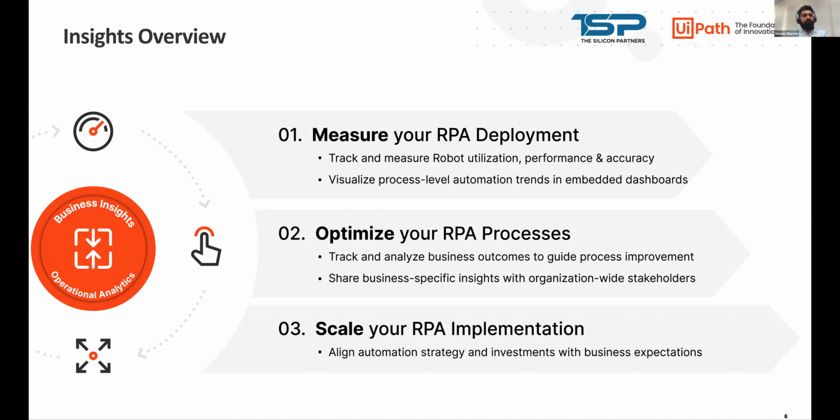Next, let's discuss optimizing your RPA processes. UiPath Insights enables you to track and analyze business outcomes, guiding process improvement initiatives. By understanding the impact of your automation on business results, you can identify areas of improvement and ensure your processes are as efficient as possible. Moreover, you can share these business-specific insights with stakeholders across your organization. It also fosters a culture of continuous improvement and transparency within the organization.